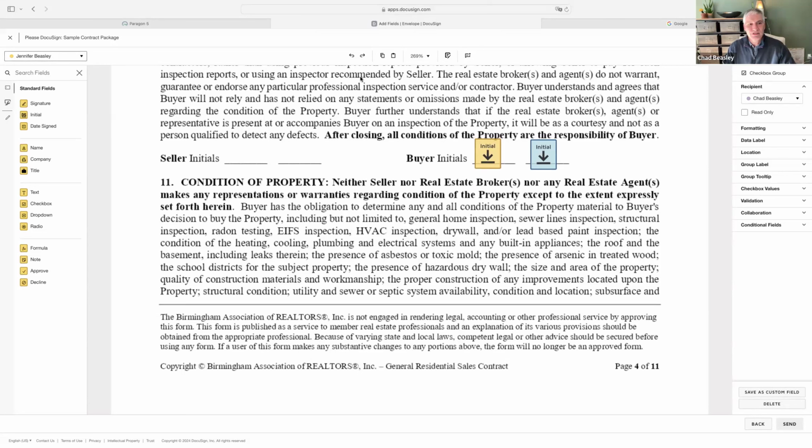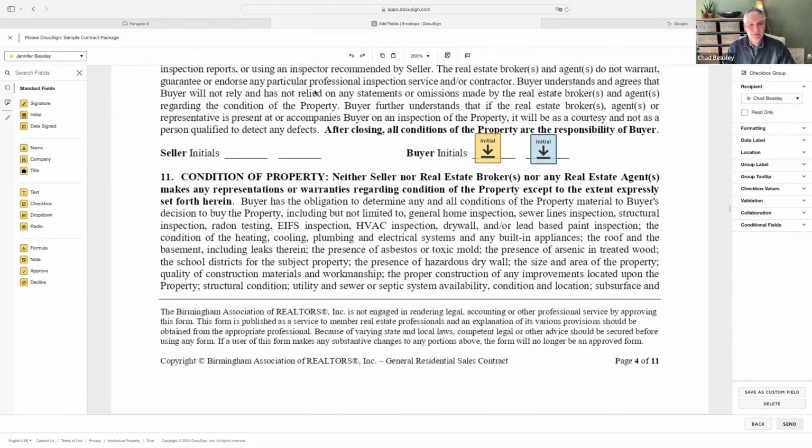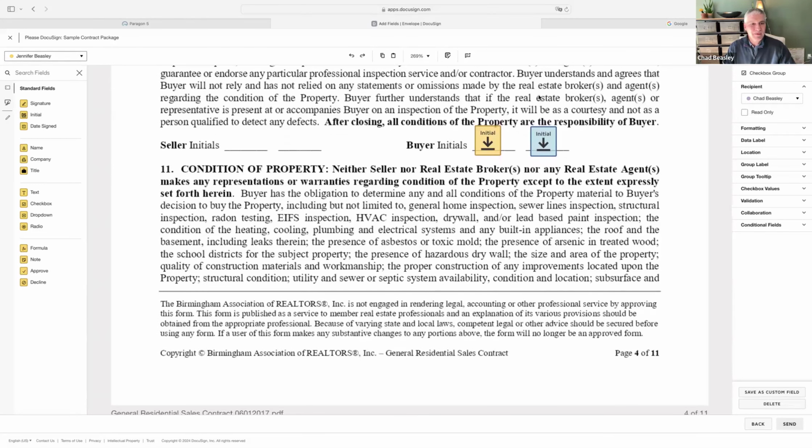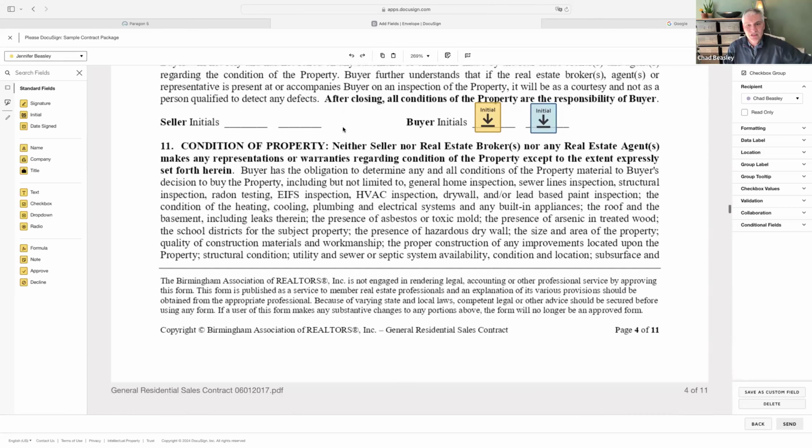Real estate broker and agents do not warrant, guarantee, or endorse any particular professional inspection service or contractor. Buyer understands and agrees that the buyer will not rely and has not relied on any statements or omissions made by the real estate broker and or agents regarding the condition of the property. Buyer further understands that if the real estate broker's agent or representative is present at or accompanies the buyer on an inspection of the property, it will be as a courtesy and not as a person qualified to detect any defects. After closing, all conditions of the property are the responsibility of the buyer.